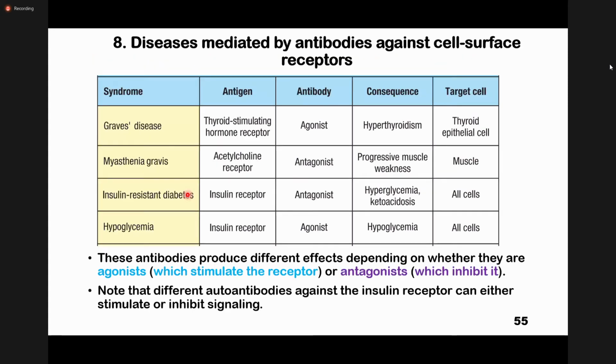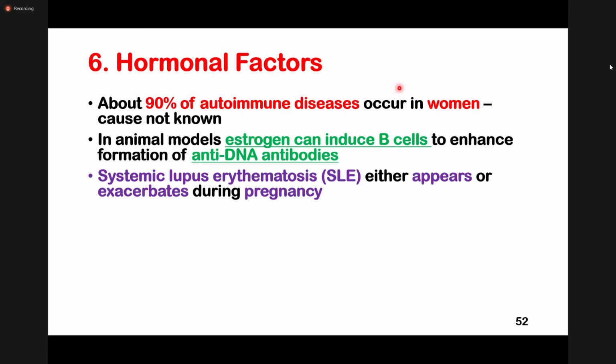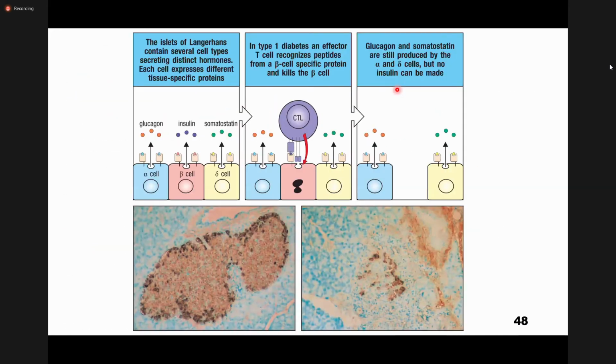So remember, most of the disease and the autoantibodies involved, okay? And the classification, for example, here, autoimmune disease based on the IgG autoantibodies transferred from mother to the child through the placenta, for example. And we have the mechanism of each, okay, and examples.